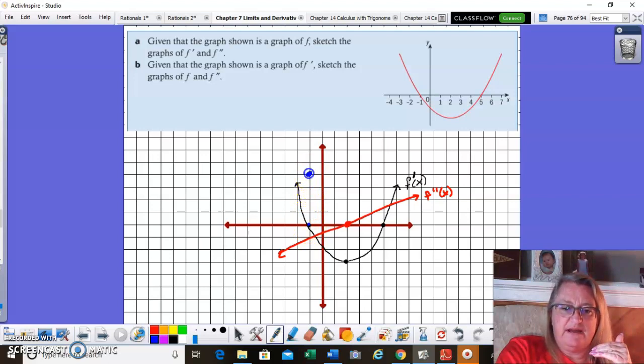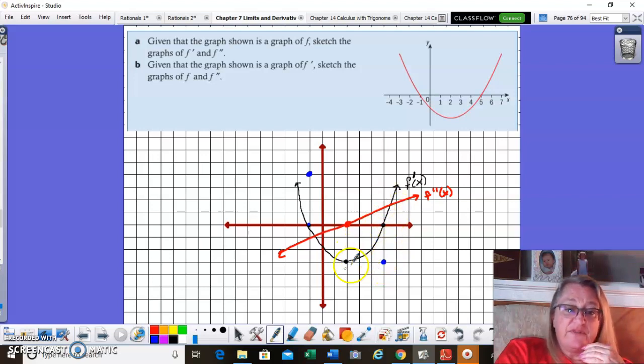So let's put it up here at a maximum point. This one over here at 0 went from a negative, or below the x-axis, to a positive. So negative to positive, a negatively sloped line to a positively sloped line, means that it would be a minimum.